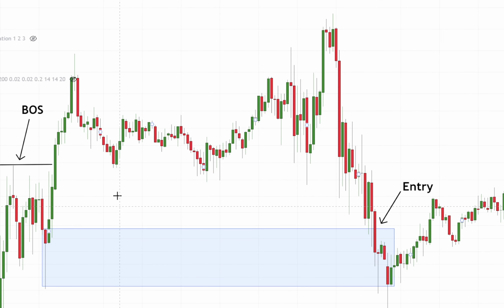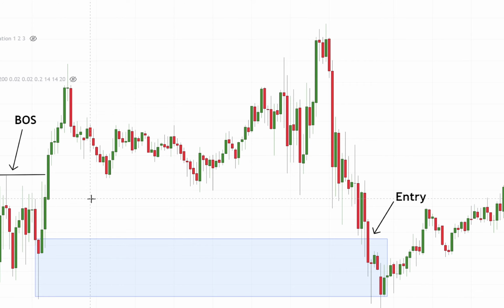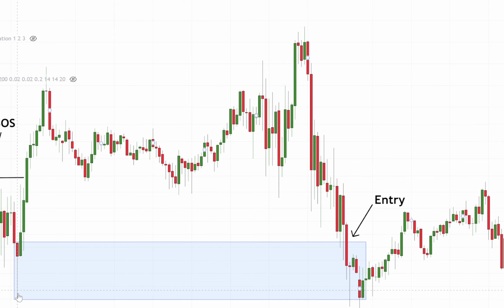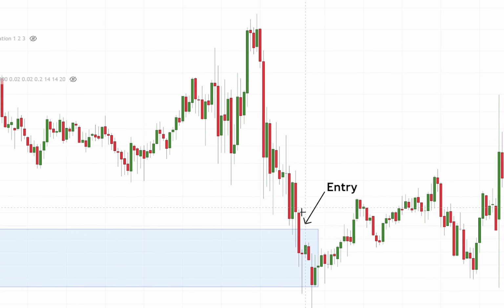Usually when you mark off supply and demand zones, you would look for a break of structure and then a retracement to the zone before you get into the trade. Right here, I have a demand zone as an example. This demand broke structure, then came back, and then we would get in this area right here for the entry.